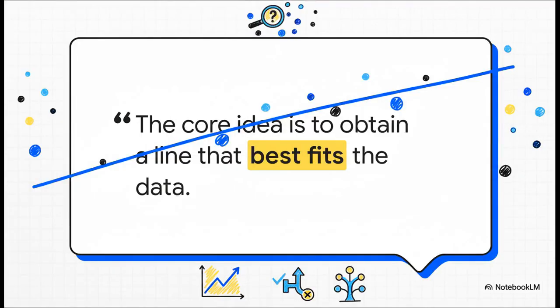The core idea here is really visual. Imagine you plot a bunch of data points on a graph, like, say, years of experience versus salary. Linear regression just works by drawing a single straight line through all that data. The goal is to find the one line that best fits all the points by getting as close to them as possible. It's kind of like the ultimate trend line.